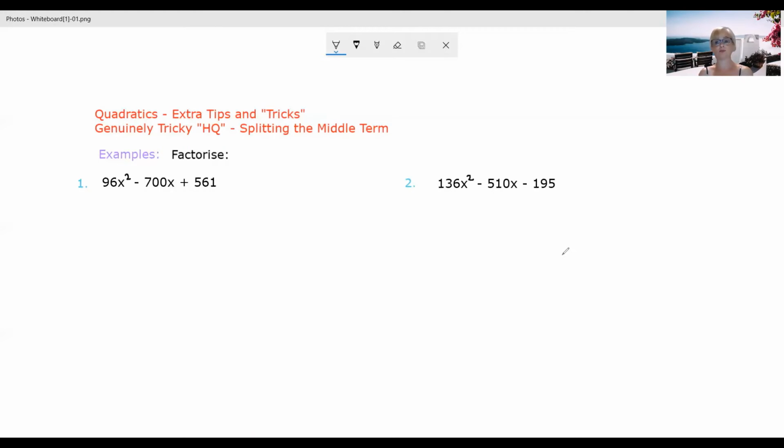Okay, so we're now ready to do some genuinely tricky HQ factorizations. These are ones where you definitely wouldn't want to have to do them using the technique that I learnt when I was at school, and even dividing up that middle term would be incredibly difficult without the special skill that I taught you in the previous video. Let's have a look at our first one.